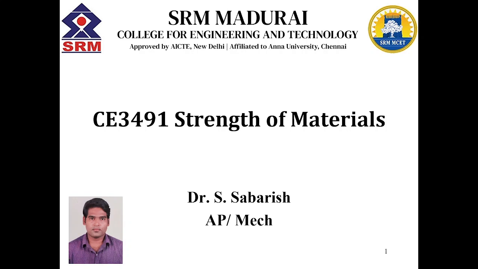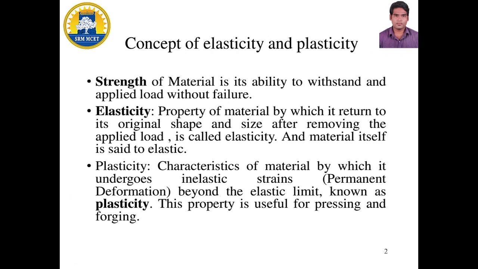Today we are going to see some of the basic concepts in the strength of materials. So, the strength of a material is its ability to withstand an applied load without failure. Basically, a material has two types of properties: elasticity and plasticity. A material, when it returns to its original shape and size after removing the applied load, is said to be under elastic condition. Sometimes, when the material undergoes permanent deformation even after removing the applied load, then it is said to be under plastic condition.